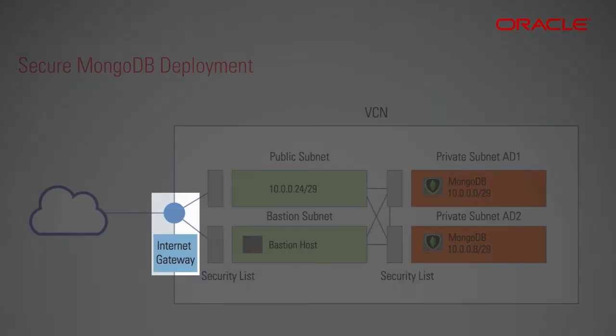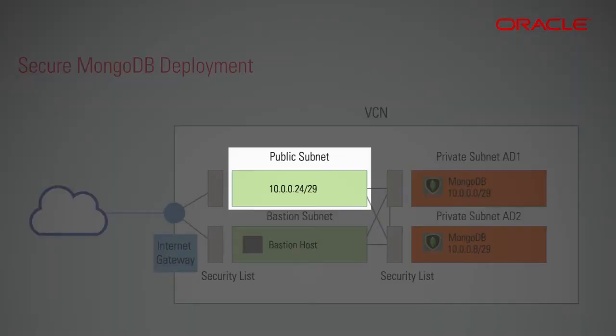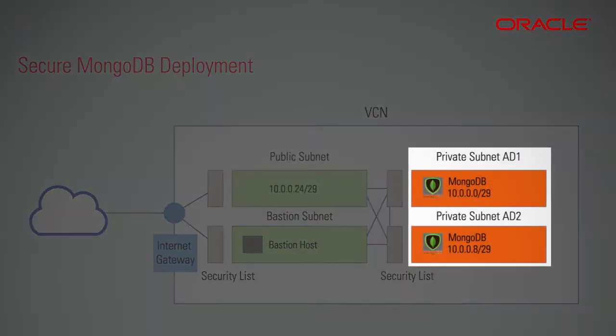An internet gateway will be created to provide public internet access. Public subnet equals 10.0.0.24/29. The applications in the public subnet only listen on ports 80 and 443. Your MongoDB is replicated across 2 availability domains, 1 private subnet per AD.